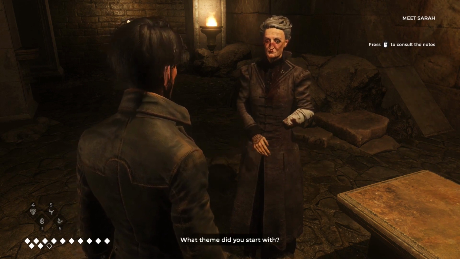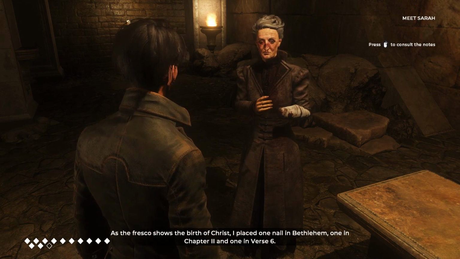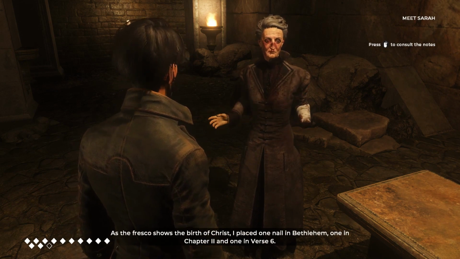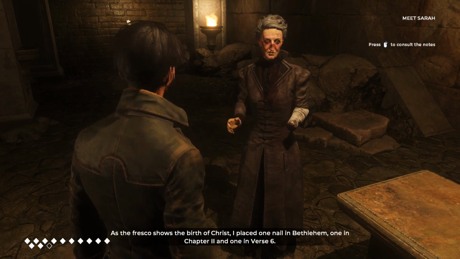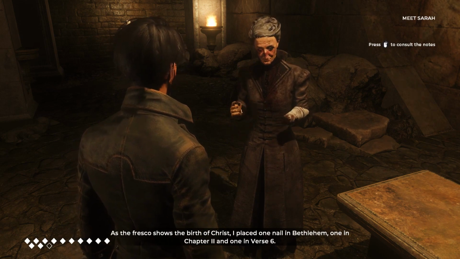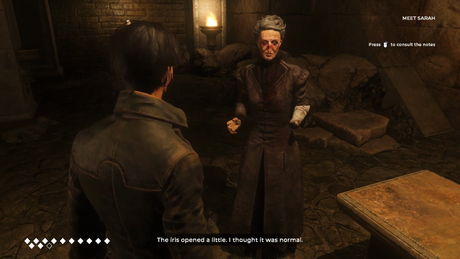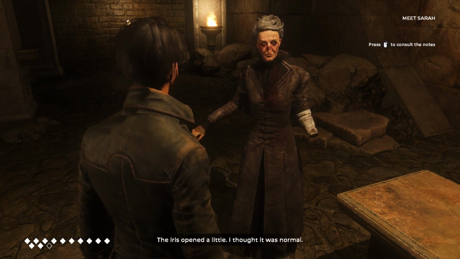What theme did you start with? As the fresco shows the birth of Christ, I placed one nail in Bethlehem, one in chapter 2, and one in verse 6. The iris opened a little. I thought it was normal.